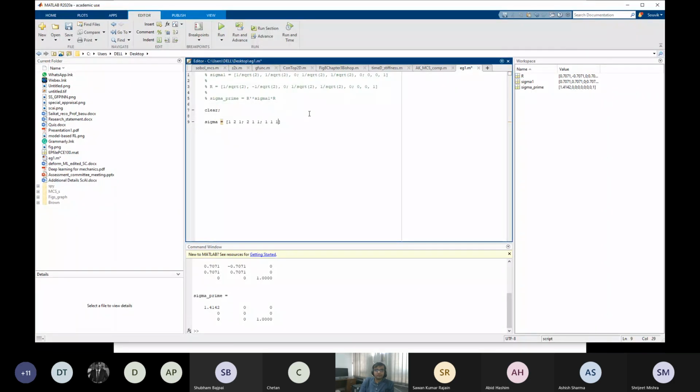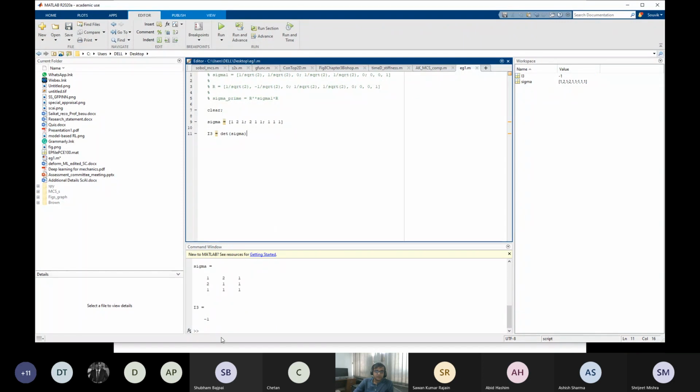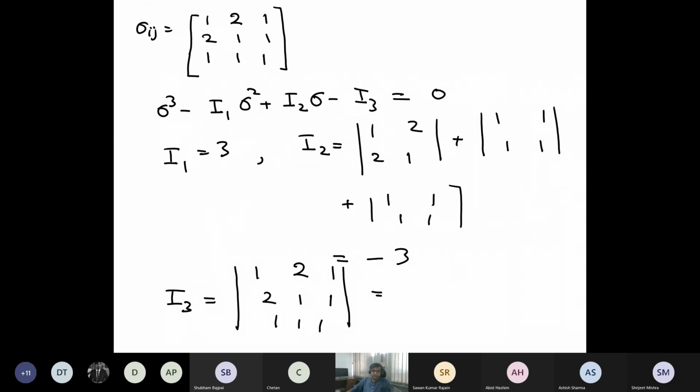So now you see, instead of giving comma, I have used space. So that also you can use. So that is another way of doing it. And then I want to compute I3, which is equal to determinant of sigma. And let us run this one. So I3 is coming out to be minus 1.